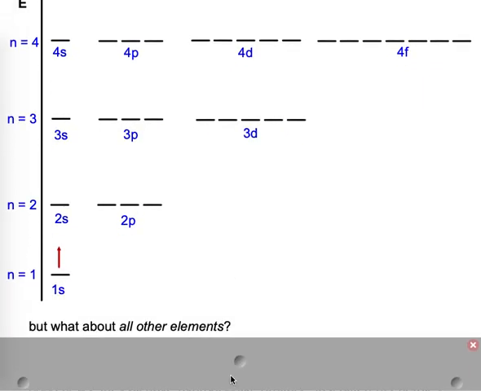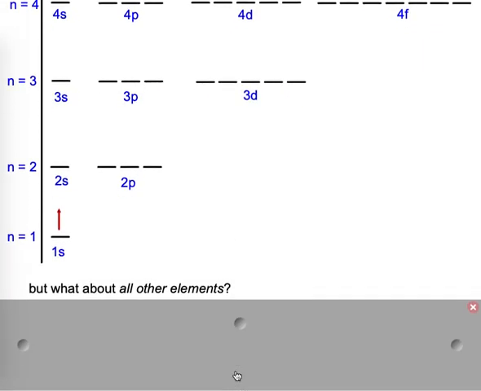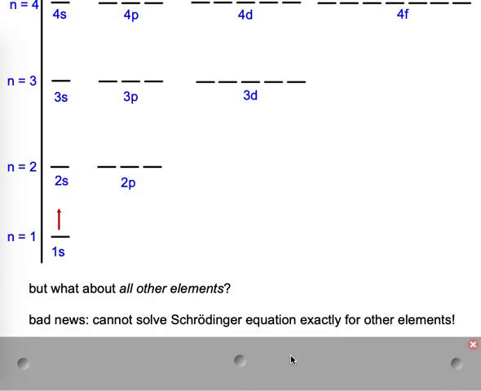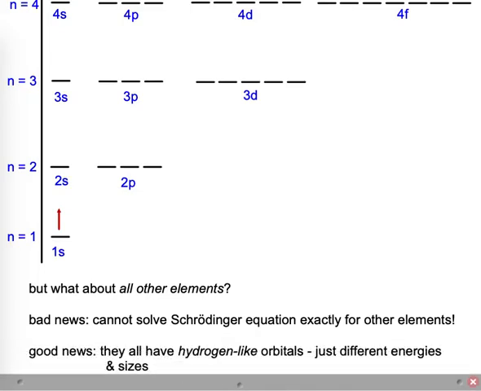But what about everything else? This only applies to hydrogen. Well, there's good news and bad news. The bad news is that we cannot solve Schrödinger's equation exactly for other elements. However, other elements do have what are called hydrogen-like orbitals, meaning the same general number, size, and shape, just different energies. So, let's learn about these.